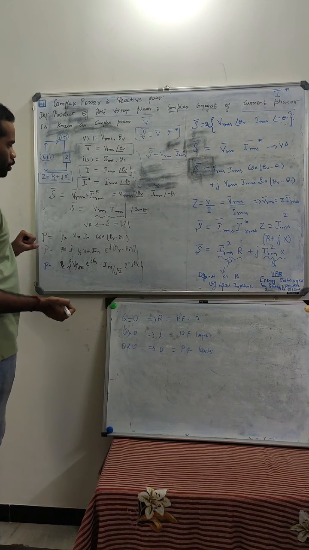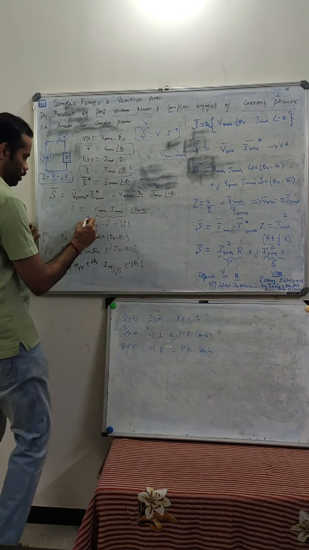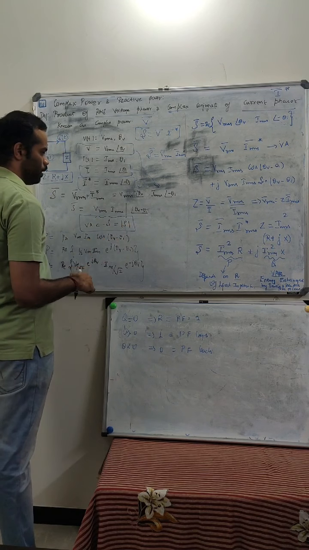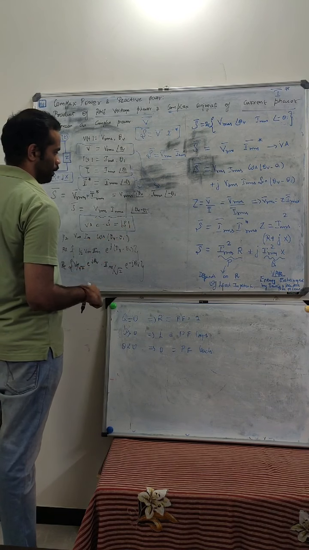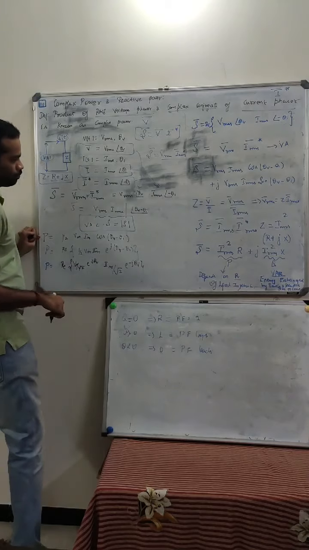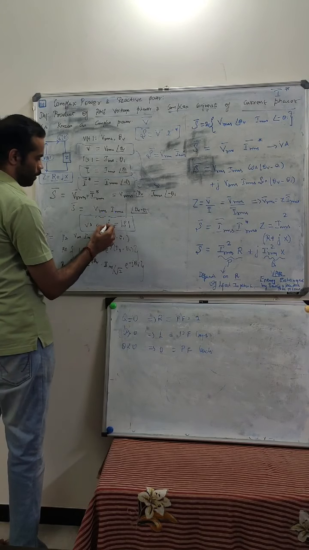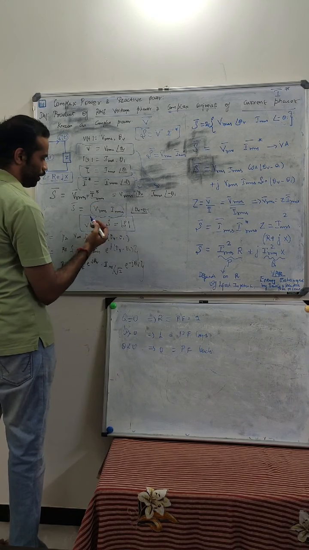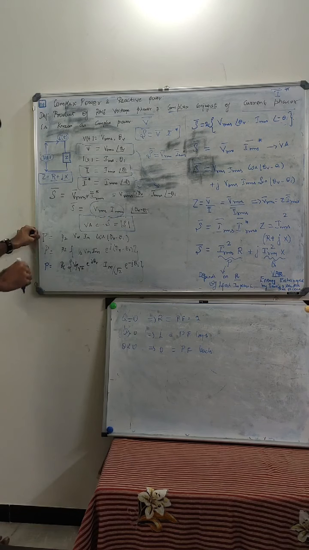In terms of complex power representation, S bar is represented in terms of V RMS and I RMS at angle theta V minus theta I. Here V RMS times I RMS is nothing but the apparent power, and this is the measure of your magnitude, measured in VA. Okay.